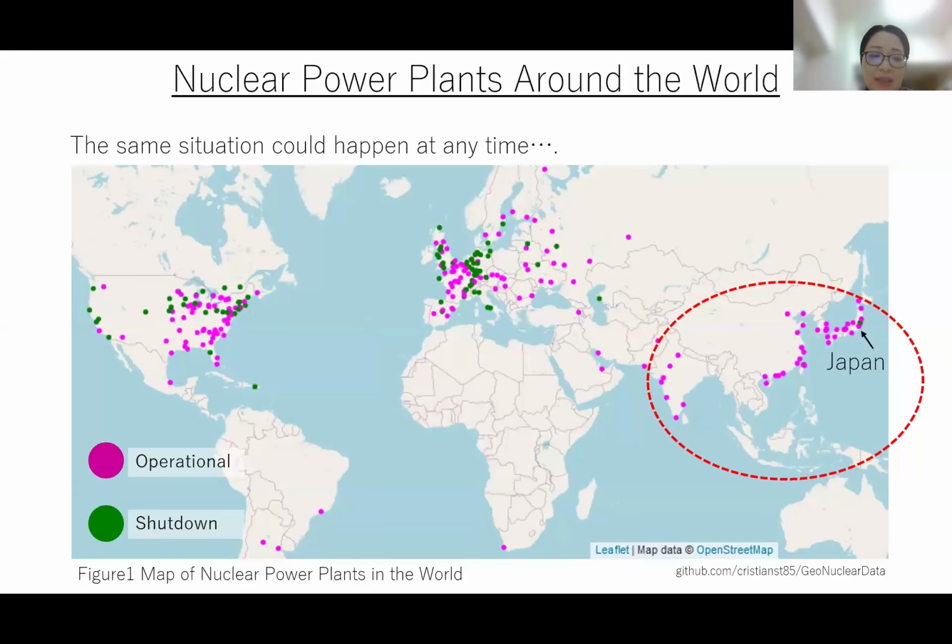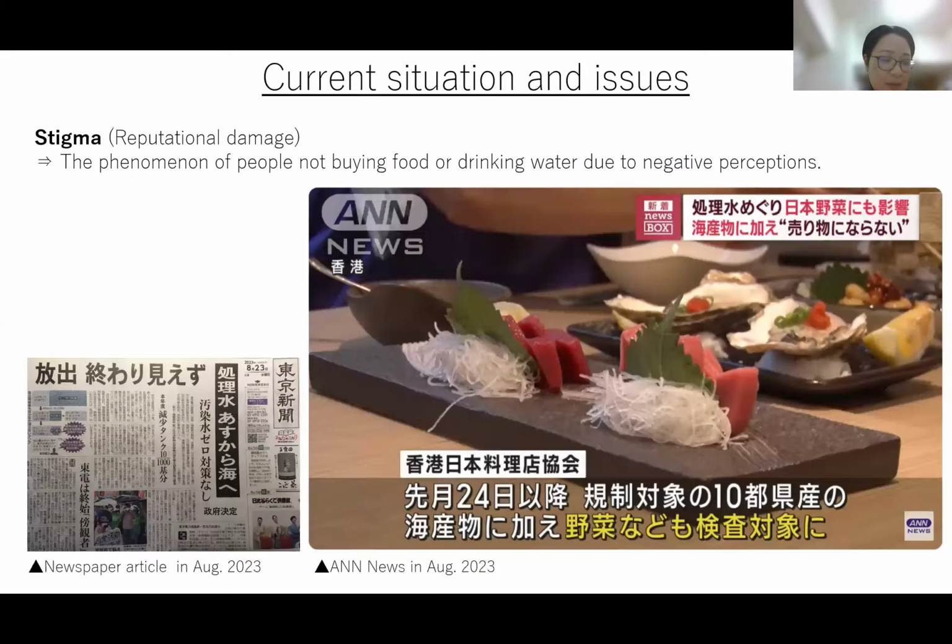As we can see from figure 1, pink shows operational plants and green shows shut down plants in the world. What I want to say is that the same situation as Fukushima could happen at any time in the world. So this is the current situation and issues.